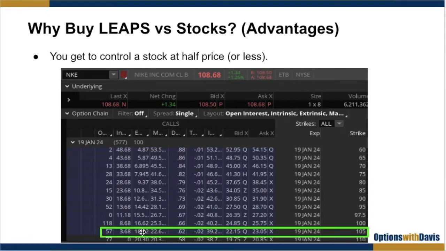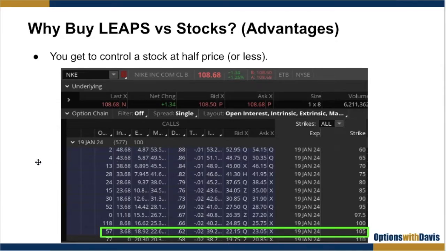Although you are reducing your risk, most of this value is extrinsic value, and that means the stock really has to go up a lot for you to break even and profit, compared to if you were to buy much deeper in the money with a higher delta option.